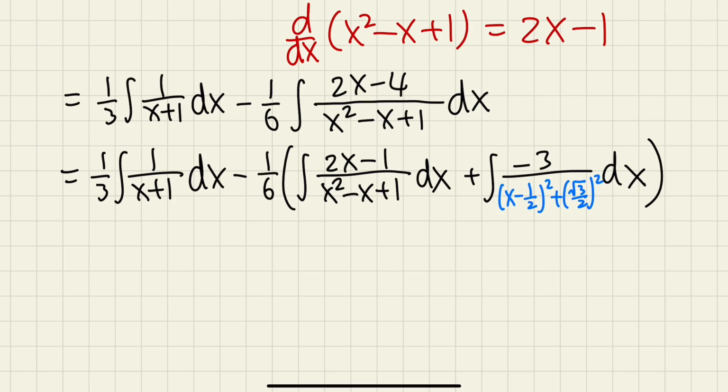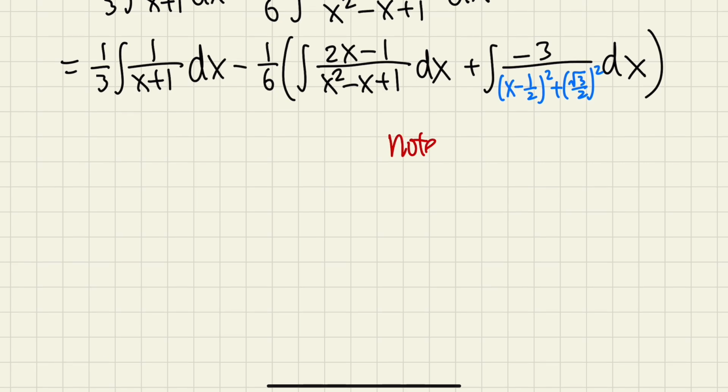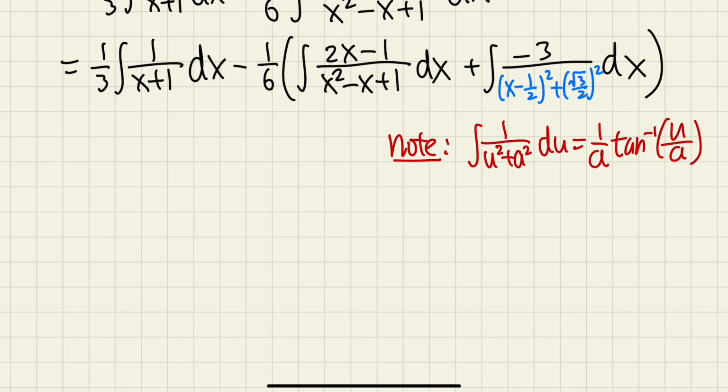Let me just make a note right here real quick. Note, whenever we have to integrate 1 over (u squared plus some number a squared), we will get 1/a times the inverse tangent of u/a. And here is our u. And thankfully, when we have u equal to x minus 1/2, differentiating that, du is the same as dx, so we don't have any extra constants.